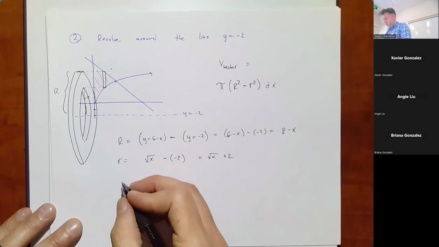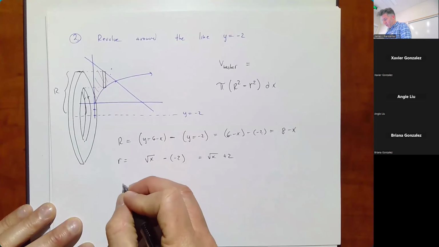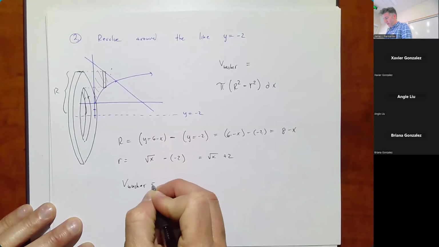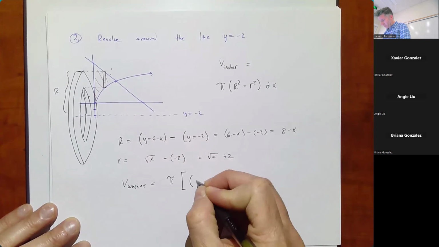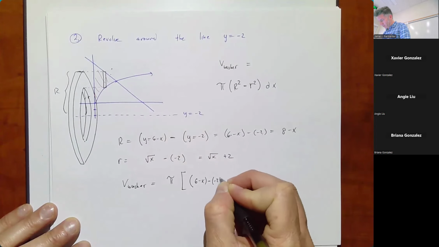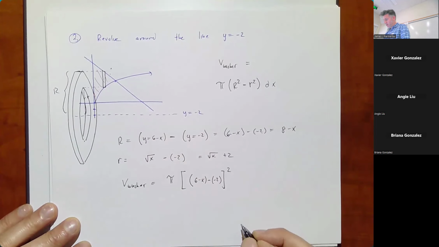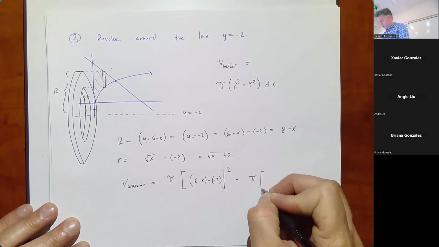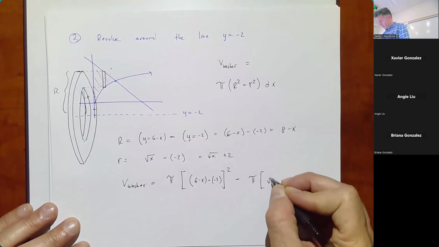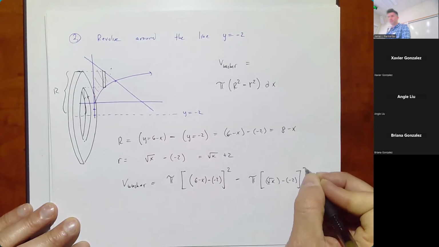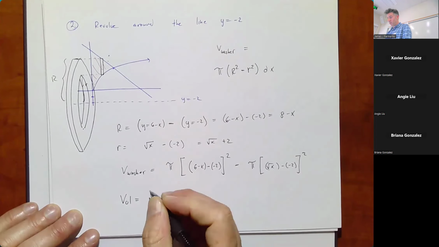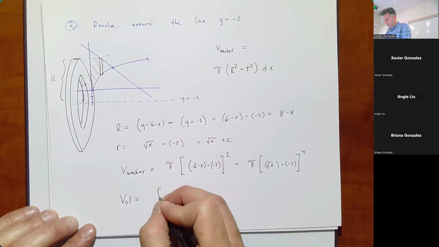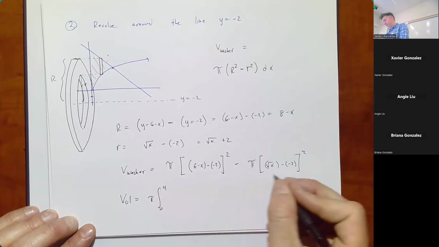So here, if we set this up, we're going to end up getting the volume of your washer equal to, I'm actually not going to write it in a simplified way. I'm going to write it as pi times your 6 minus x minus -2. That's kind of annoying, James. Squared minus your pi times your square root of x minus -2 squared. And then the total volume still has the same limits of integration. We're still going from 0 to 4. And that's going to be pi times all that.